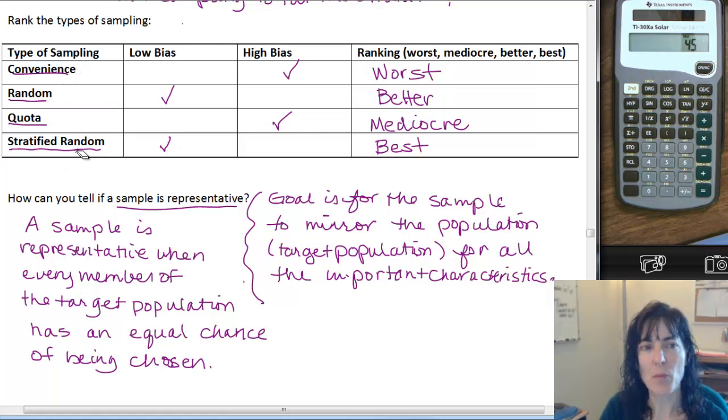Random samples then. Remember, the stratified random sample uses random sample, which we determined is representative because every person has an equal chance of being chosen. Therefore, stratified random is like a layer on top of a random sample, and it is even more representative.